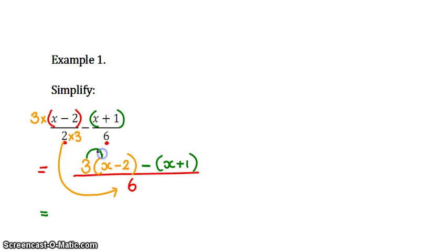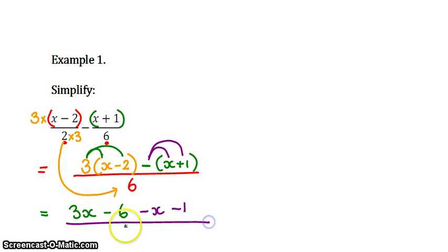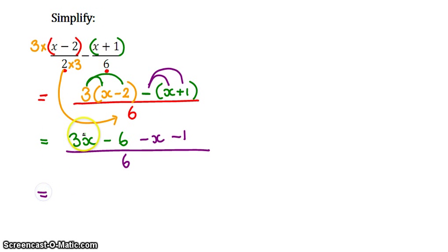So simple distribution, 3 times x, 3 times minus 2. So it's 3x minus 6 minus x minus 1 over 6. Collect up my like terms. 3x take away x, 2x, minus 6 take away 1, minus 7 over 6.